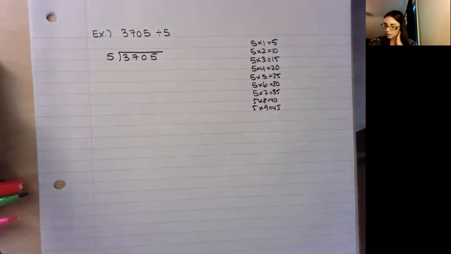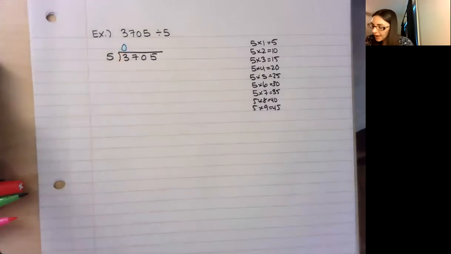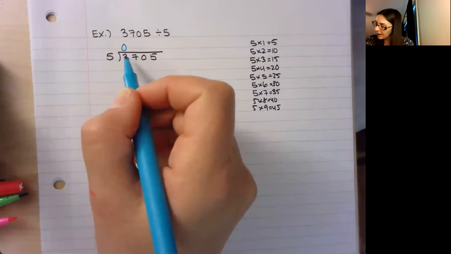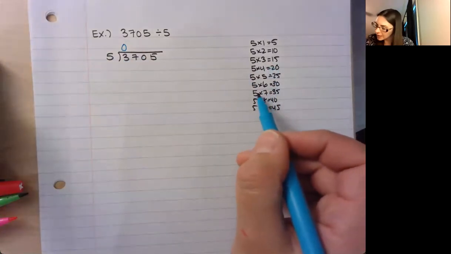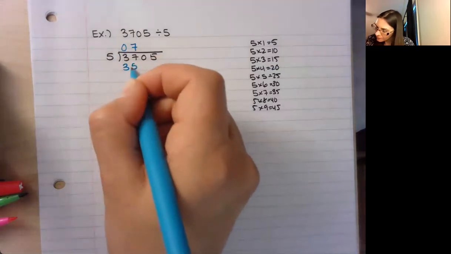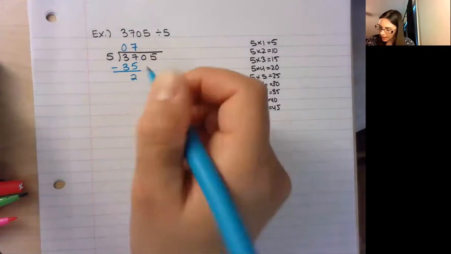So now I go ahead, I'm going to start. So 5 does not go into 3. Again, I'm just going to put a little 0 as a placeholder. 5 goes into 37. The closest I can get to 37 without going over is 35. So it goes in 7 times. And 7 times 5 is that 35. I subtract and I get 2. And then I'm going to go ahead and bring down 1 digit.